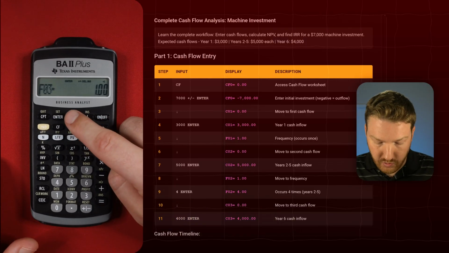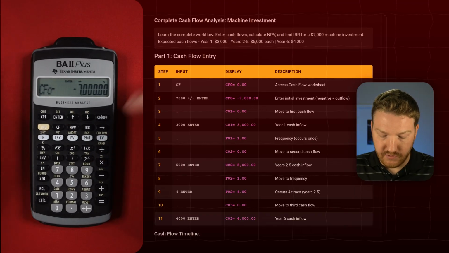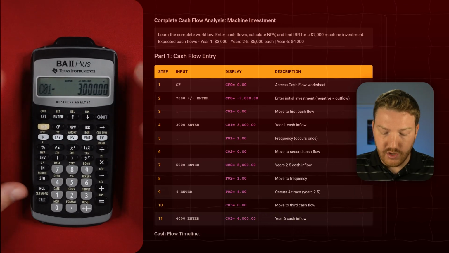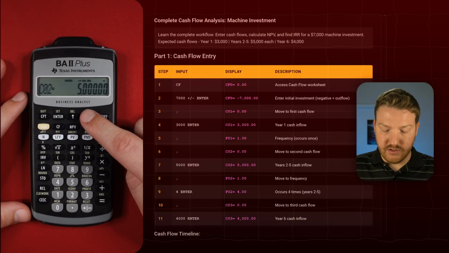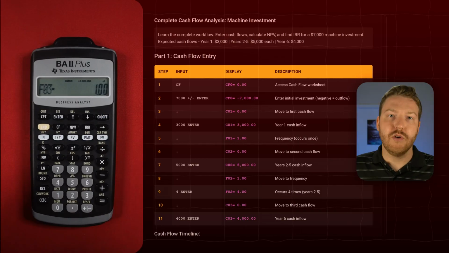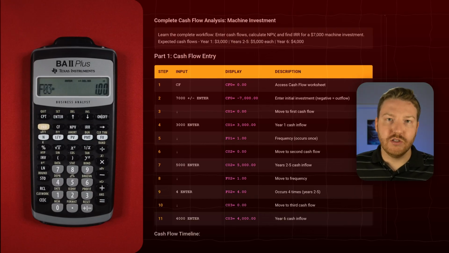So if we think about what we're really seeing here, I'm up arrowing all the way to the top. We're paying 7,000 the first year, negative cash outflow. Then we're receiving 3,000 one time. Then we're going to receive 5,000 four times. And then finally, we're going to receive 4,000 a single time. So now we can figure out, based on that, what is our NPV and our internal rate of return.